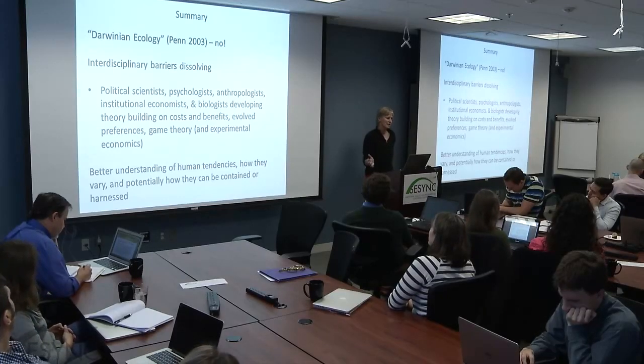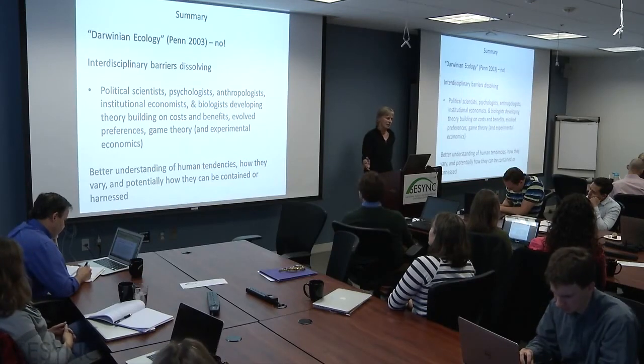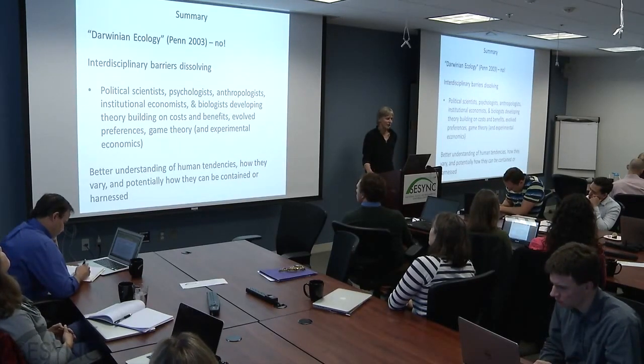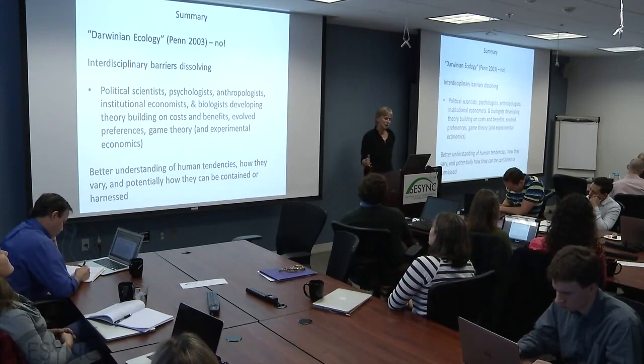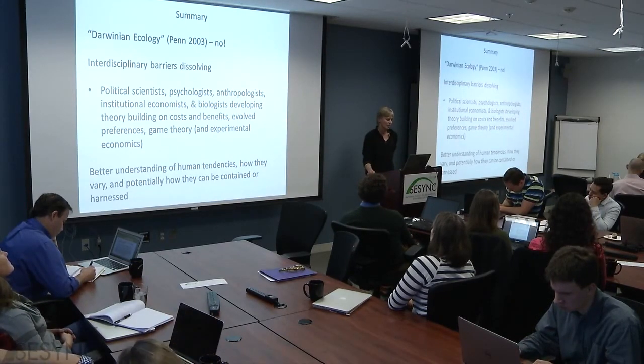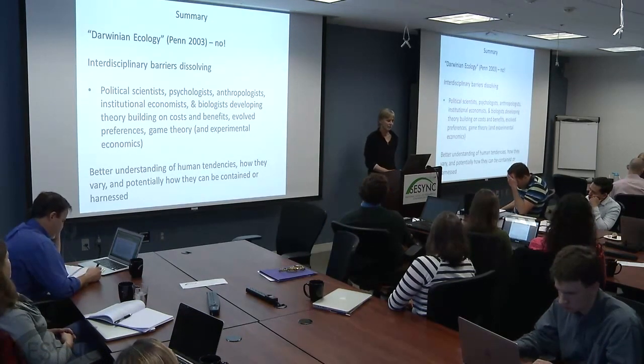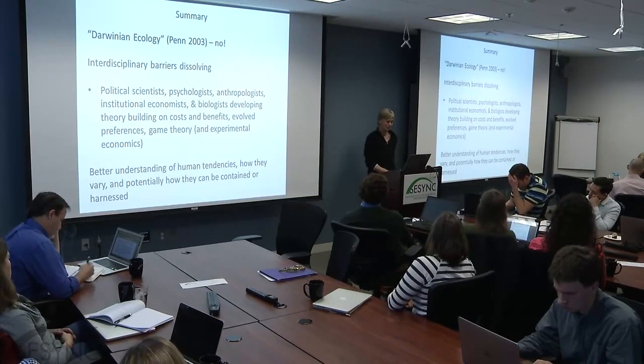Although his label didn't catch on, the main point I've tried to make here is that interdisciplinary barriers are really dissolving. Human behavioral ecology was seen as really unpopular and a horrible way of going about studying human behavior, but it links very closely to what's going on with political scientists, psychologists, anthropologists, institutional economists, and biologists, insofar as we develop theories of the costs and benefits of different behavioral strategies. We're interested in evolved preferences, and of course we use the methods of game theory and experimental economics, although I didn't have time to talk about them.